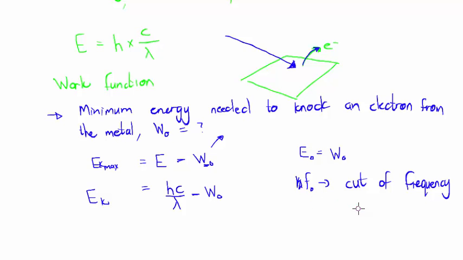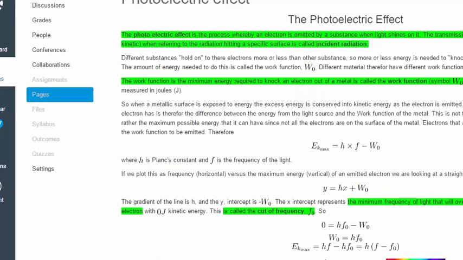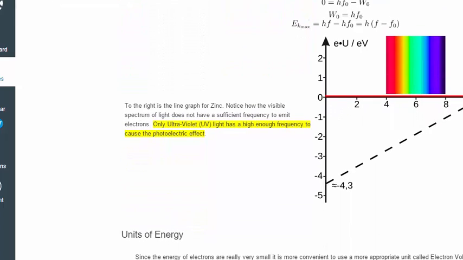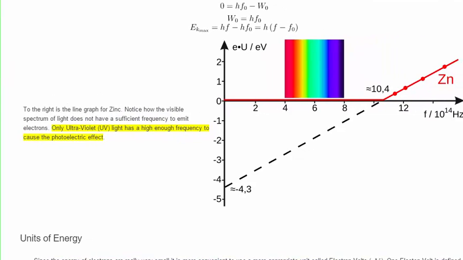Any light that has less frequency than that won't be able to knock off an electron. That's why it's called the cutoff frequency. If you've got less than this, you're not strong enough. If you've got this or more, you can knock it off. Here is a sketch with an example of the cutoff frequency.